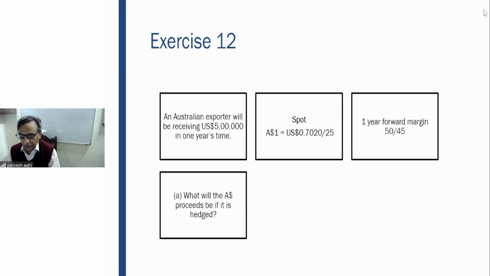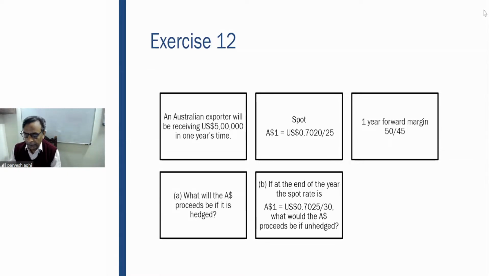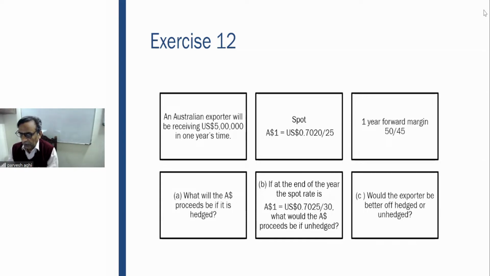What will the Australian dollar proceeds be if it is hedged? Because the spot rate is given and the forward margin points are given, we can easily calculate the forward rate. If at the end of the year the spot rate of A$1 is equal to so many US dollars, what would the Australian dollar proceeds be if unhedged? And part C is, would the exporter be better off hedged or unhedged? So there are three parts to it: the proceeds if hedged, the proceeds if unhedged when the spot rate turns out to be different, and whether the Australian exporter should go for hedging or not.